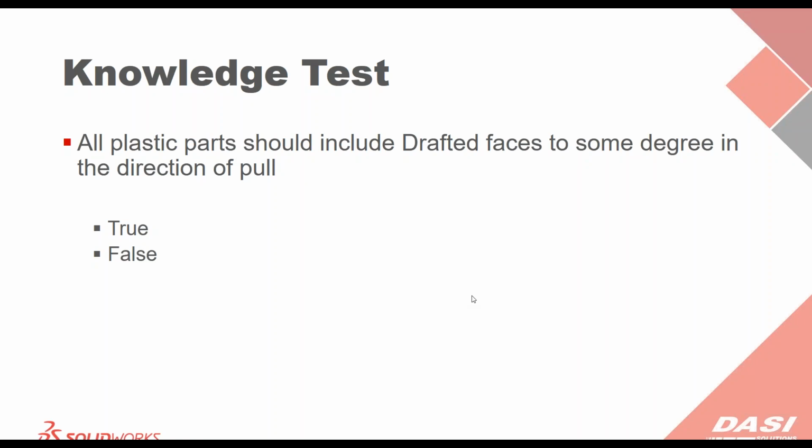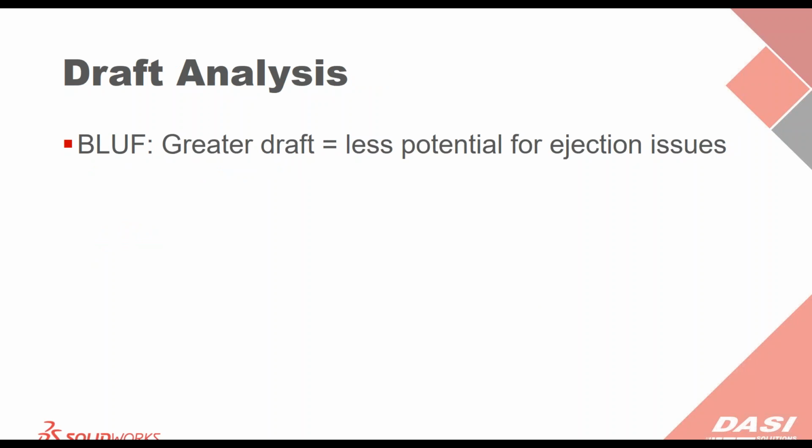Mostly everyone answered true, which is correct. That's true. Pretty much every surface on a plastic part should have some degree of draft in the direction of pull. It's totally true. So let's go to the next screen here. Talk a little bit about draft and draft analysis.